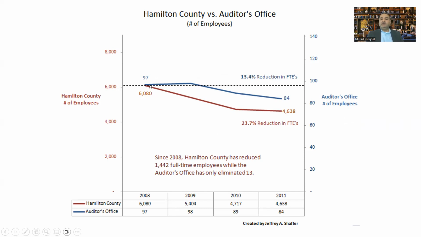Now we can see that those numbers have changed, right? So the blue team now has reduced their full-time employees by 13% in comparison to 23%. Now we can actually have a more accurate comparison, and it is fairer, right, for the head of Hamilton County.